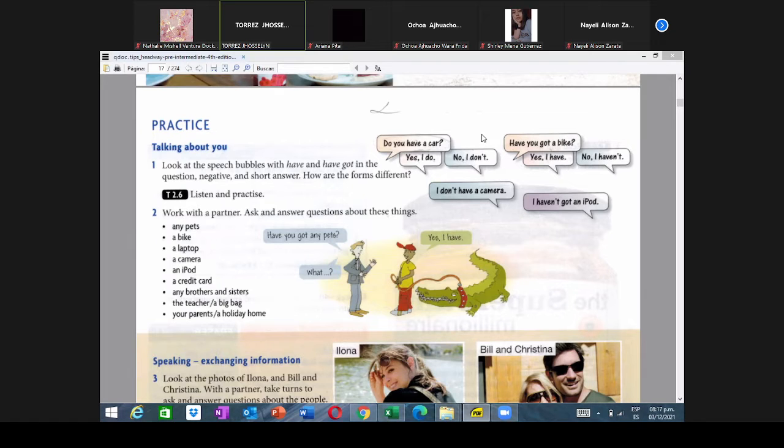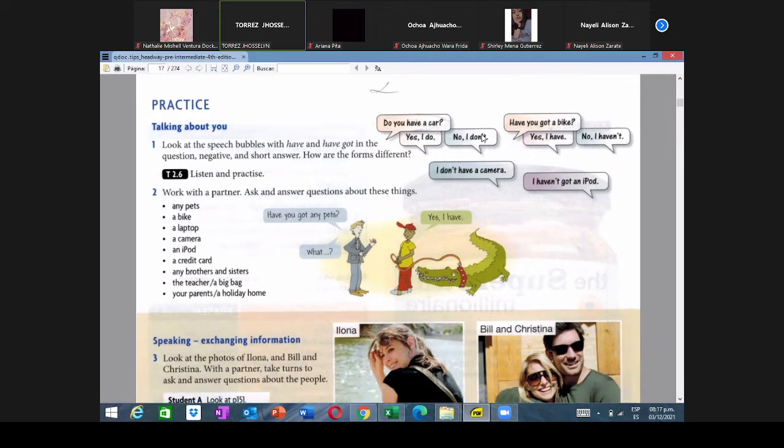Now let's continue, please, with the next exercise. Number 2, please, students. Work with a partner. Ask and answer questions about these things. Okay, can you see? We have examples. If you want to ask questions about pets, you can, a bike, a laptop, a camera, an iPod, a credit card, any brothers and sisters, the teacher, a big bag, your parents, a holiday. Depending on you, you can ask any question, okay? Like the example.